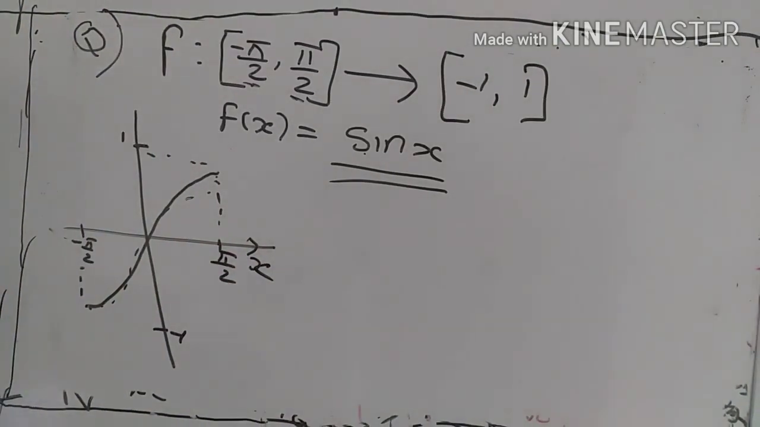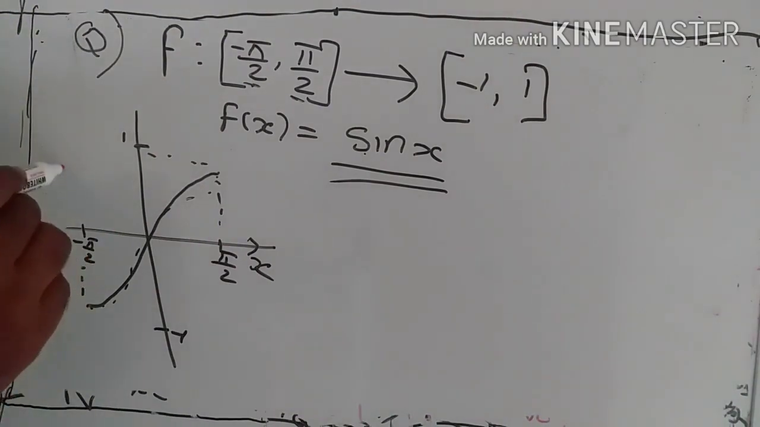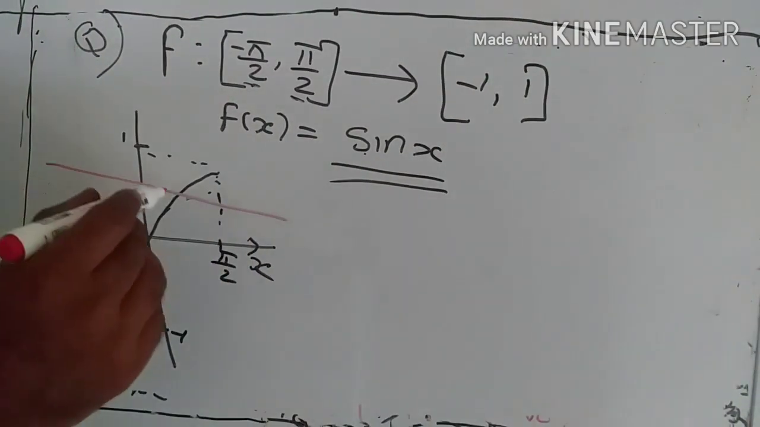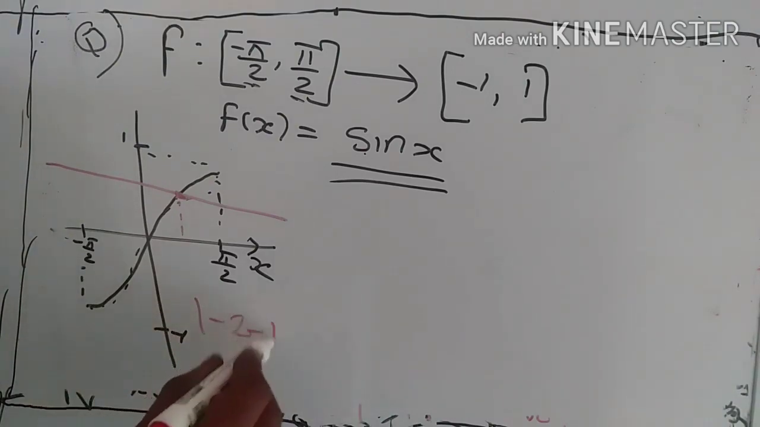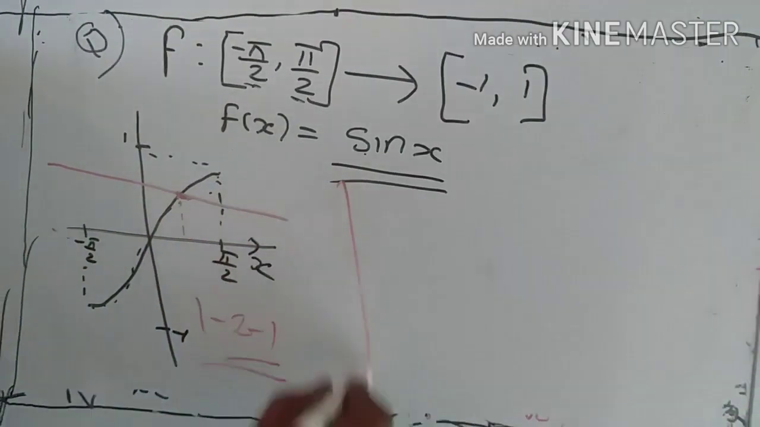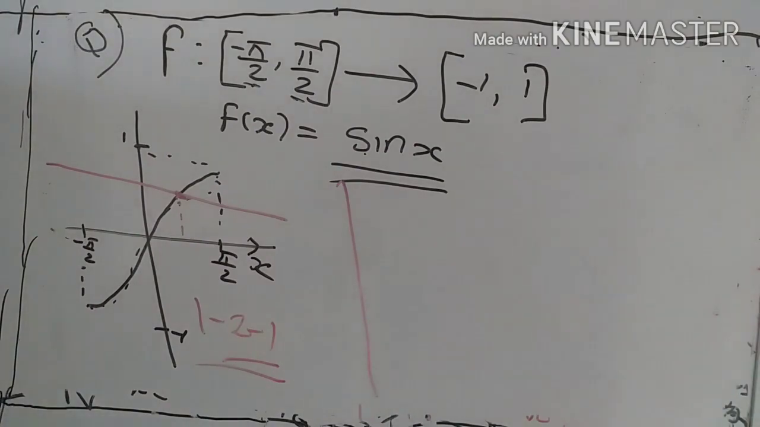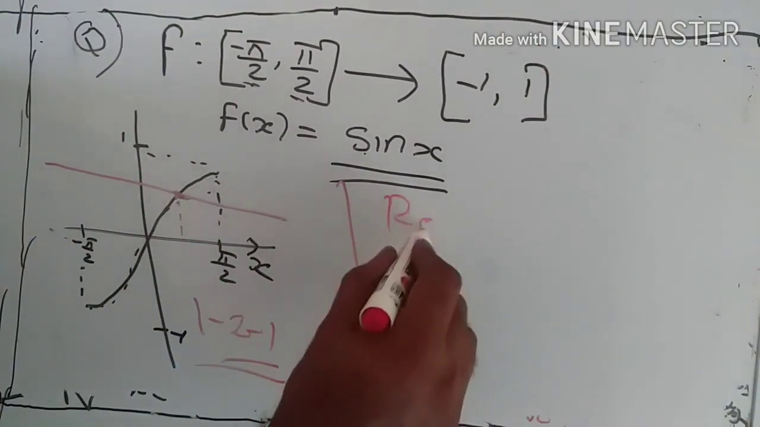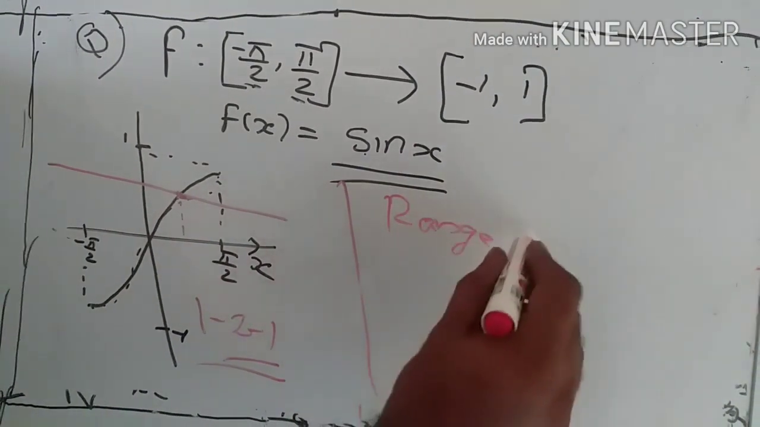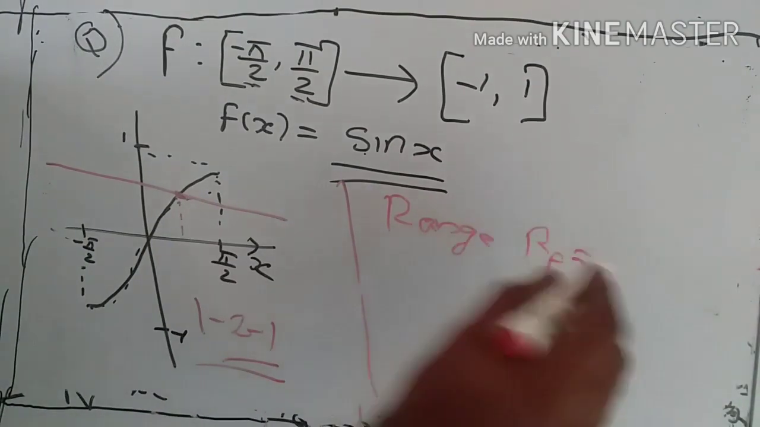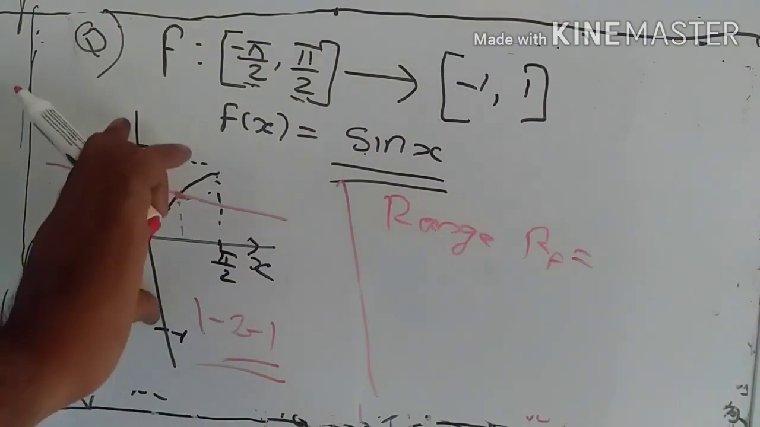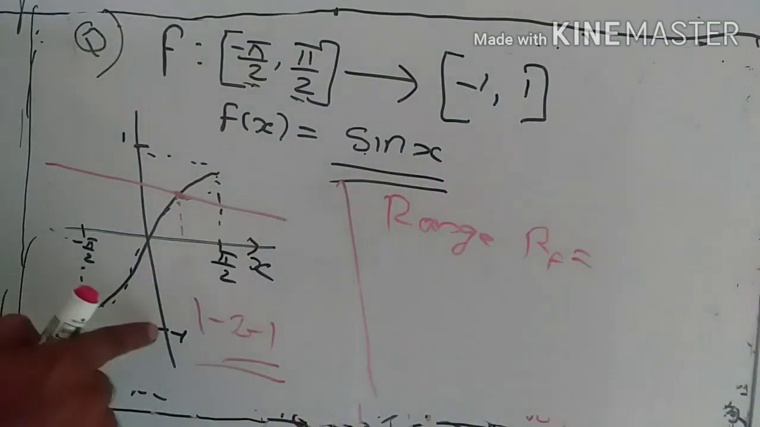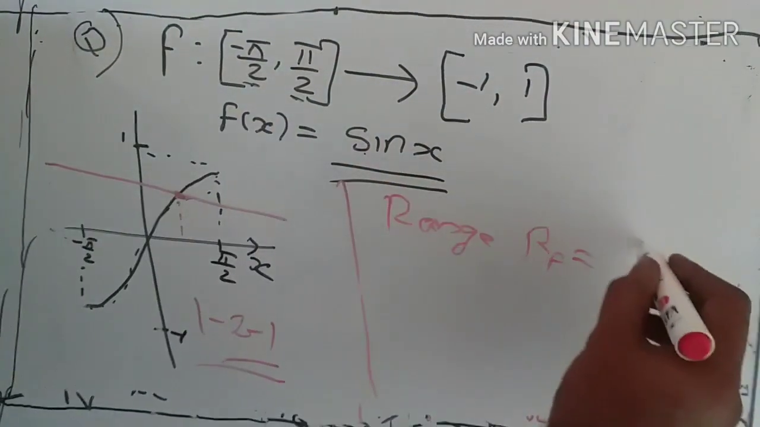Now draw a line parallel to x-axis. It cuts at only one point. So the function is 1 to 1. Okay. Now what is the range of the function? It is equal to -1 to 1. This height. The values vary from -1 to 1.